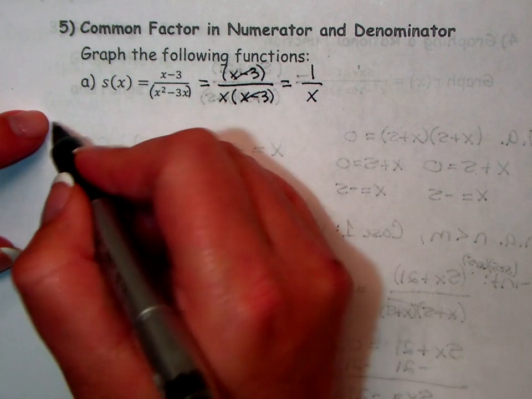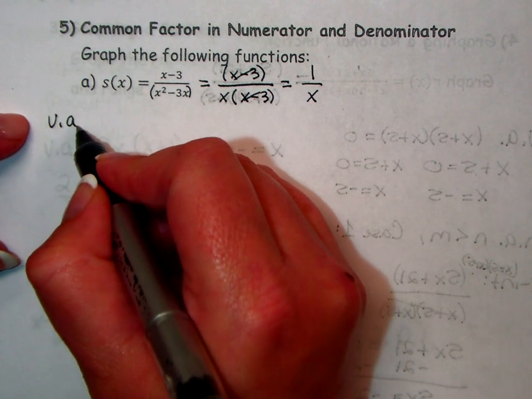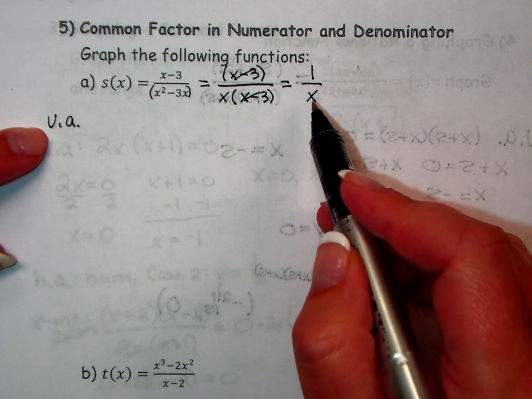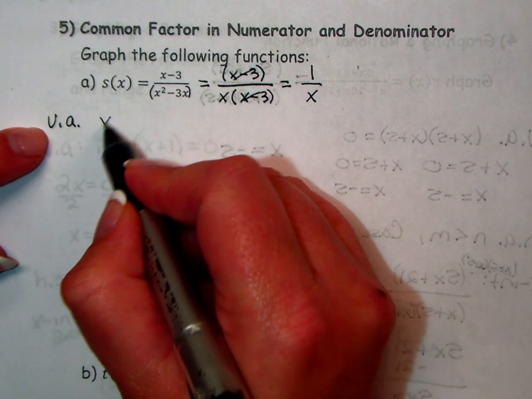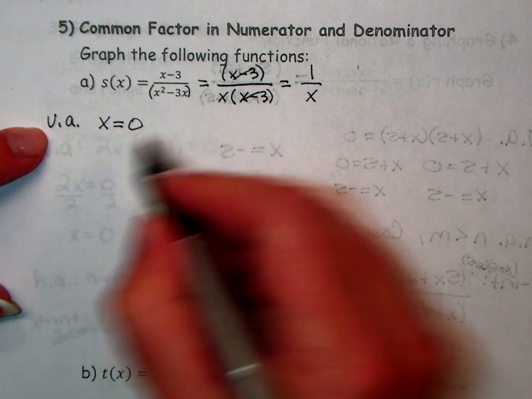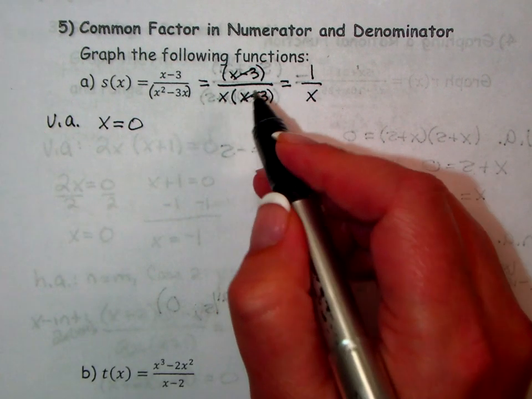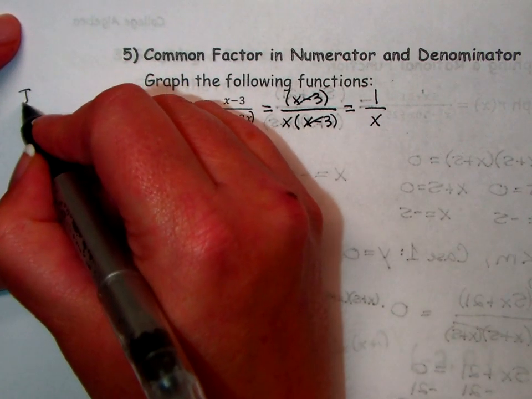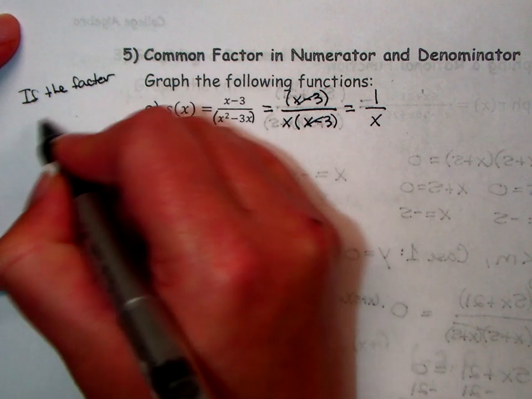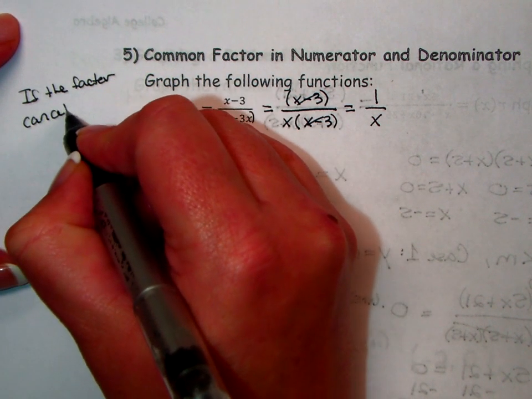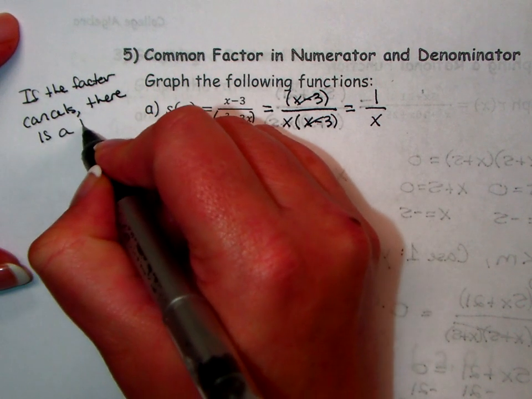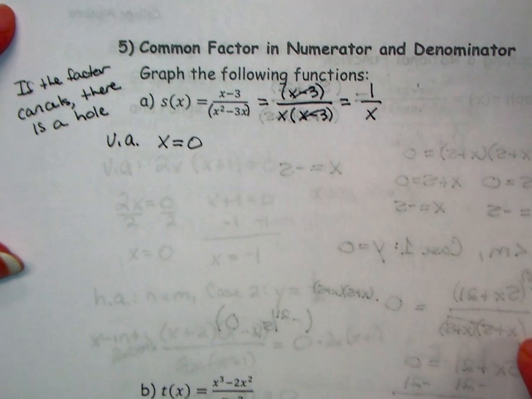All right? So for vertical asymptotes here, we're going to set the denominator equal to 0. So x equals 0, so I have a vertical asymptote at x equals 0. Now what's going to happen is that if the factor cancels, there is a hole. Right, so I'm just going to put it on here.